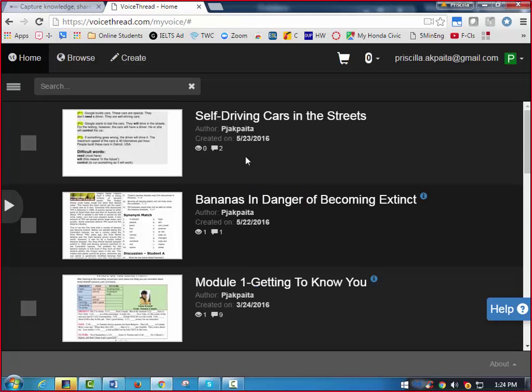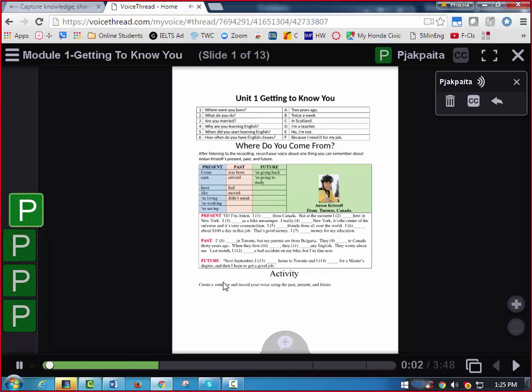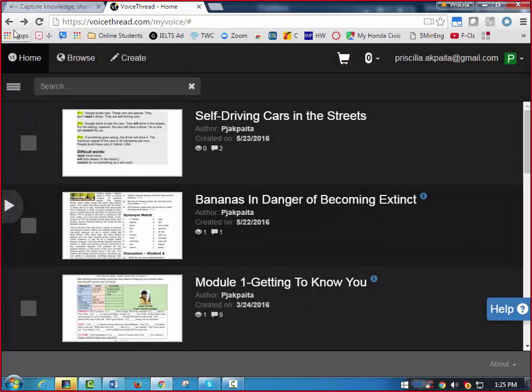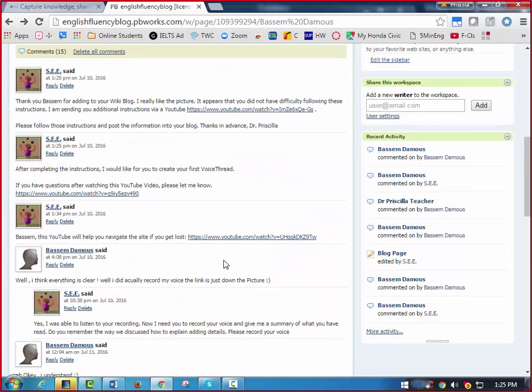And go back to, these are some wikis that I have created. This is an interesting one. I'll just show this one to you very quickly. This is unit one, Getting to Know You. And this is just me talking, 1, 2, 3, 4. Where we do a matching activity. We try to focus on present tense, past tense, and future tense, and fill in the blanks there. That's just because it came up. I showed it to you. Now I'm back to the VoiceThread.